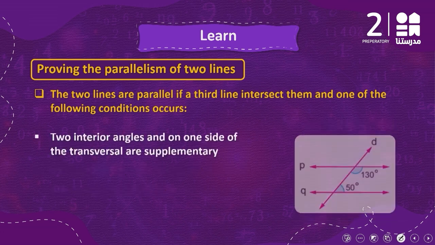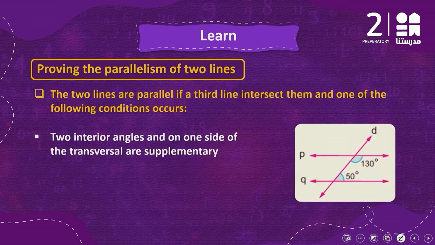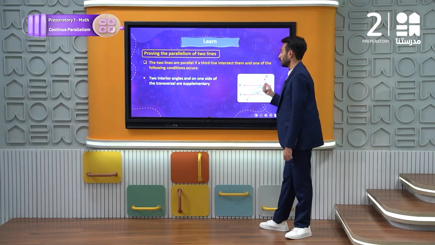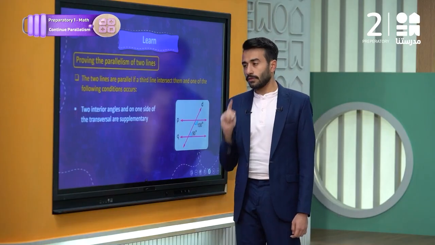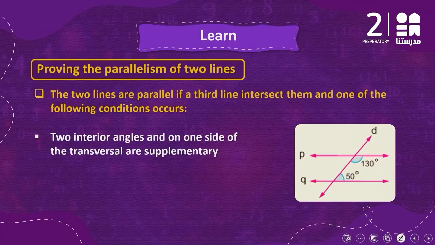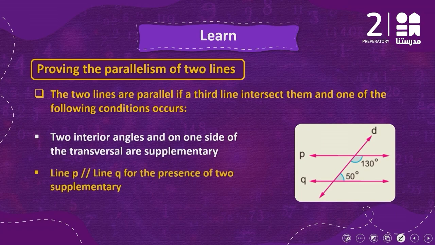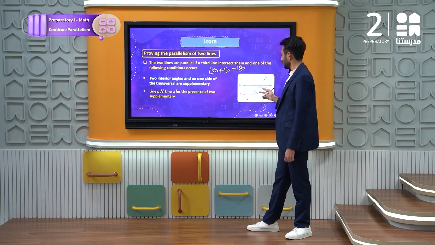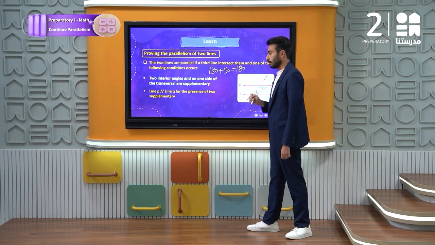The third condition is whenever you have these two angles, these are called two interior angles. They are not equal. Take care, this is the only condition where they are not equal, but they add up to 180. If you have 130 and 50, if you add them, it's 180. So as we said before, if they are supplementary, now these two lines are parallel.